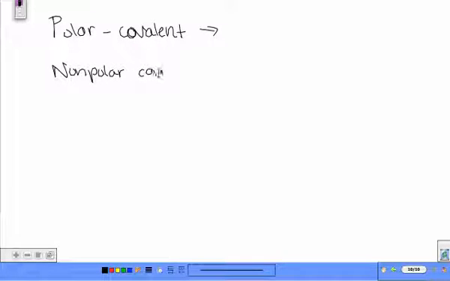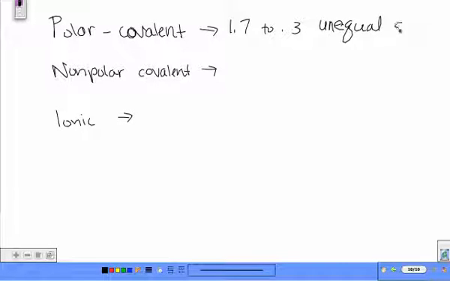Polar is that in between 1.7? Yep, 1.7 to 0.3. But what is it? When you say there's a polar covalent bond, what does that mean? What's happening in that bond? What does covalent mean? Sharing of electrons. It means we're sharing a pair of electrons, and polar means it's unequal, right? So there's an unequal sharing of electrons.